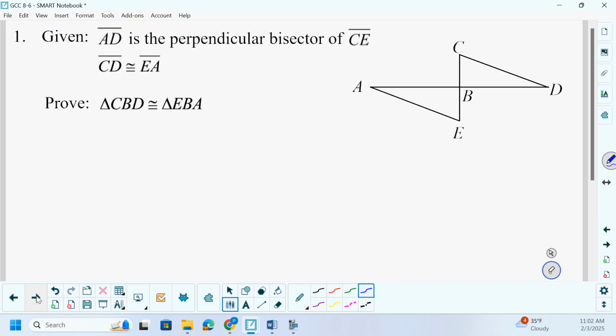So it's usually easiest to just see this in action in an actual proof. So let's go over to the next page and we'll do number one and take a moment to do your statements, reasons, and givens.